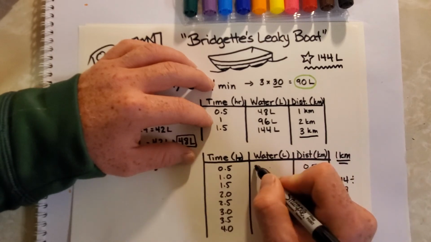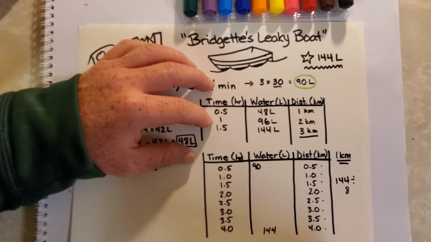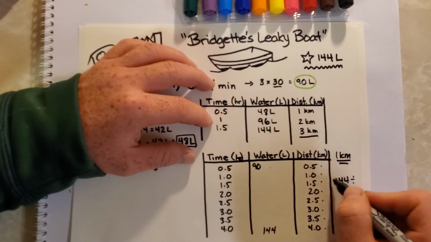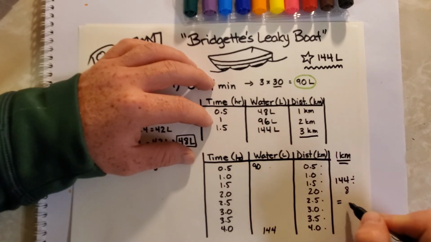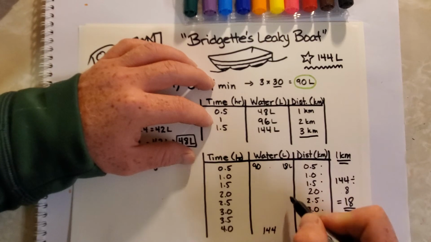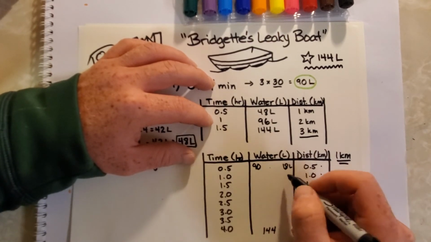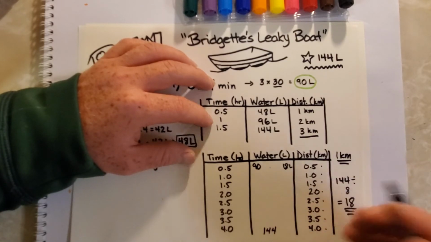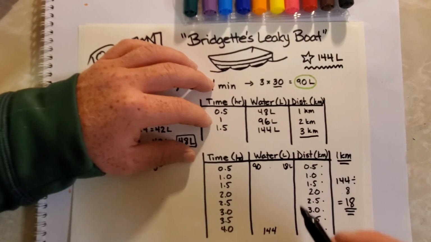All right, so we know 90 liters are coming in every half hour, and we want to see how much has to get bailed out. So we also know that because we divided 144 by 8, we get an answer of 18. So that means only 18 liters can remain in the boat at each time increment, because 18 plus 18 plus 18 plus 18 plus 18 plus 18, 8 times is going to equal 144.